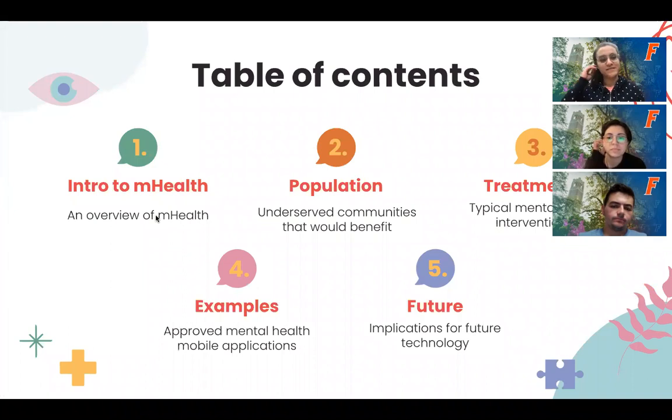Okay, so another overview of our presentation. We are going to be looking at an overview of mHealth and what it is and how it applies to mental health. Next, we're going to talk about populations that would benefit from this technology. Then we're going to talk about treatments, seeing typical mental health interventions. Next, we're going to look at examples of approved mental health applications. And finally, we're going to look at implications for the future.